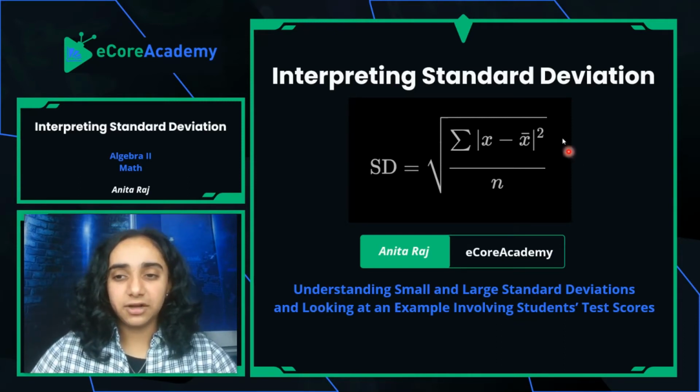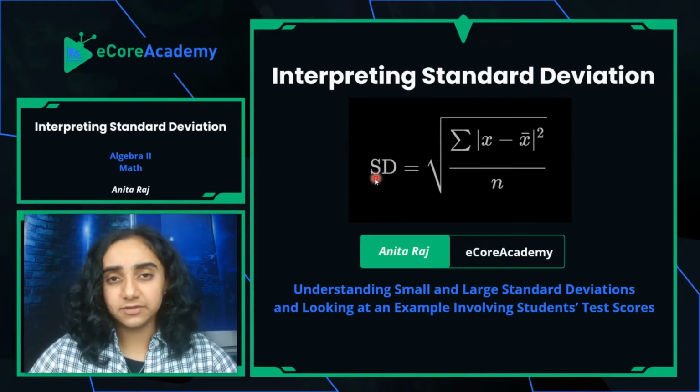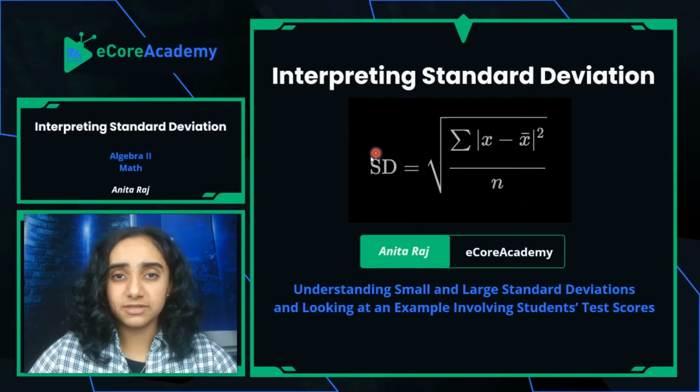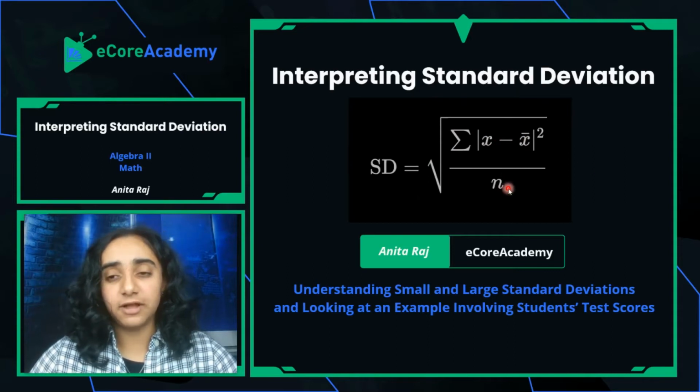And if you see here, I've just thrown up an image. This is the actual formula for calculating standard deviation. So SD stands for standard deviation. This can also be represented by the symbol sigma, which is the Greek letter we looked at in the last video, and it is equal to the square root of the summation of every value in the data set minus the mean, squared, divided by the number of values in the data set.